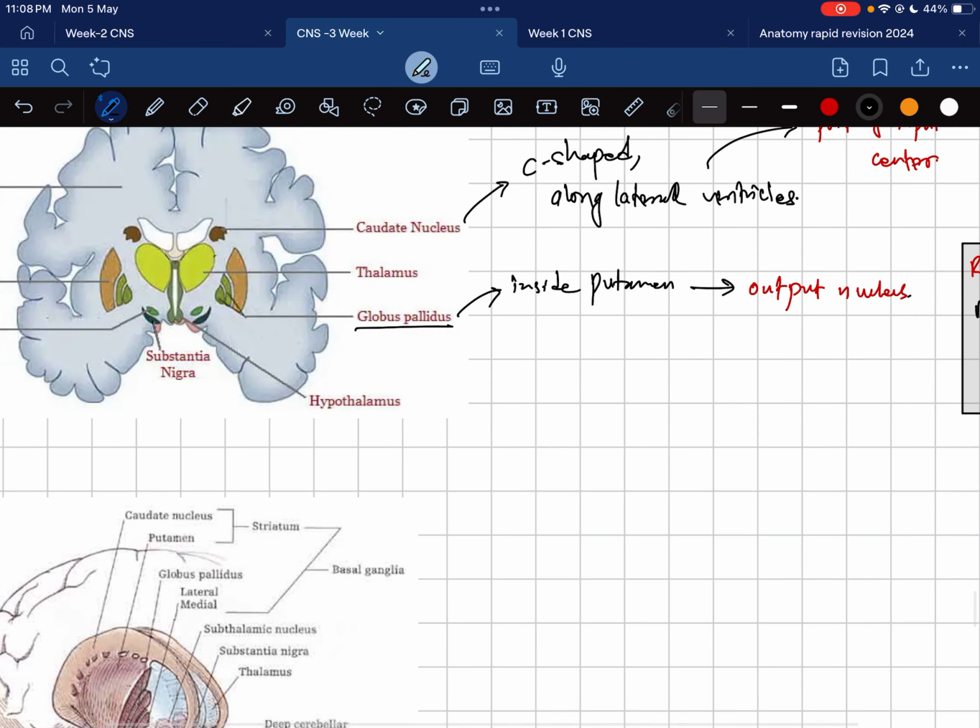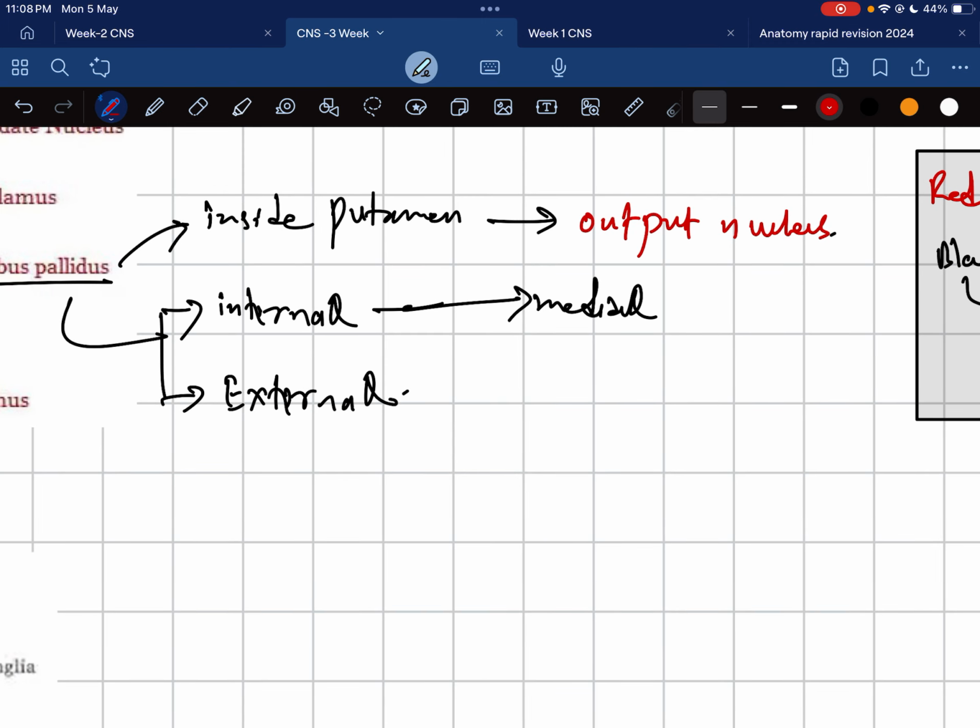Regarding the globus pallidus, there are two segments, internal and external. The internal segment is on the medial side, and its function is to send the message out, to send impulses out.